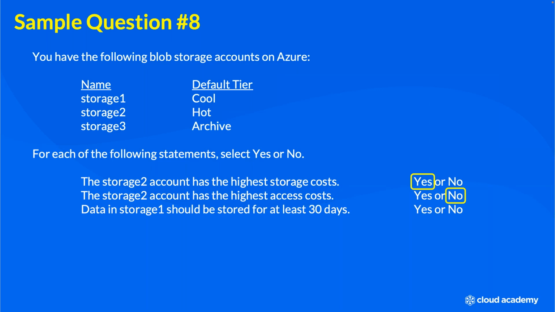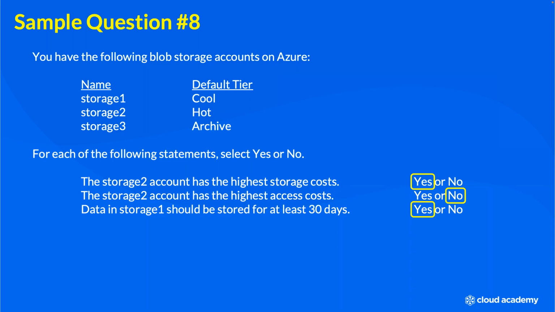And then the last one is data in storage 1 should be stored for at least 30 days. Storage 1 is in the cool tier, and that is how the cool tier works. If you put something in there, you'll get lower storage costs. But if you move the data out of the cool tier before 30 days, you'll pay a penalty. So it should be stored in there for at least 30 days. All right, so the answer is yes to that one.